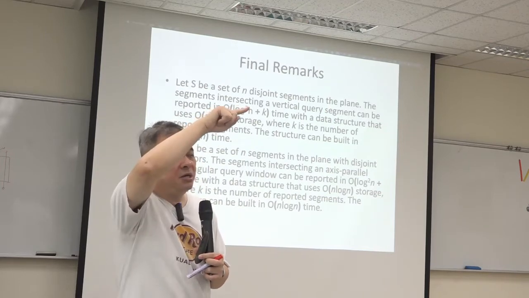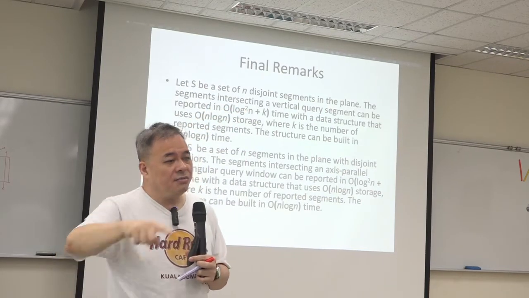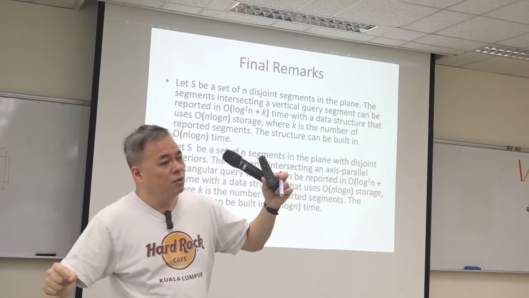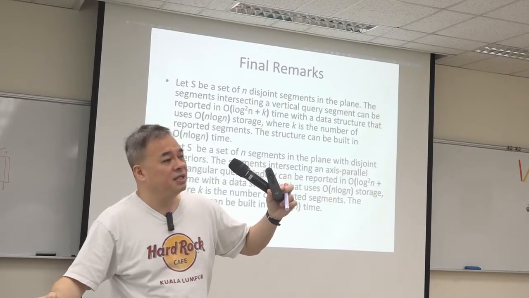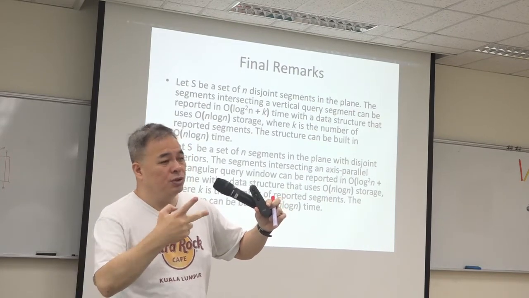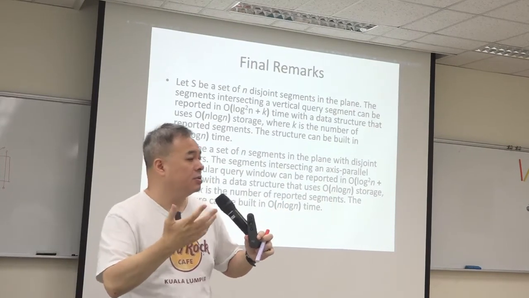Because if one segment spans the whole window, it must go across at least 2 boundaries, right? So something like that.